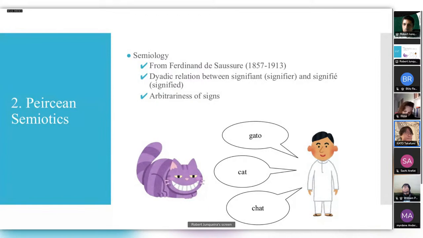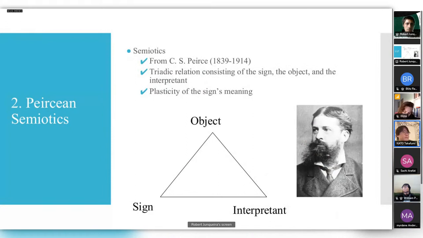On the other hand, Peircean semiotics analyzes the function of signs in a triadic relation consisting of the sign, the object that the sign represents, and a third term called the interpretant. It is important to note that the addition of the interpretant enables us to explain not only the arbitrariness but also the plasticity of the sign's meaning.